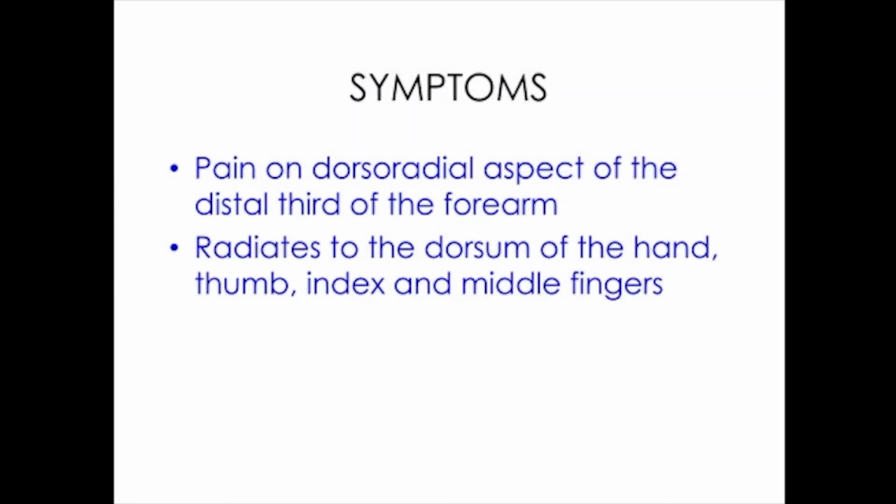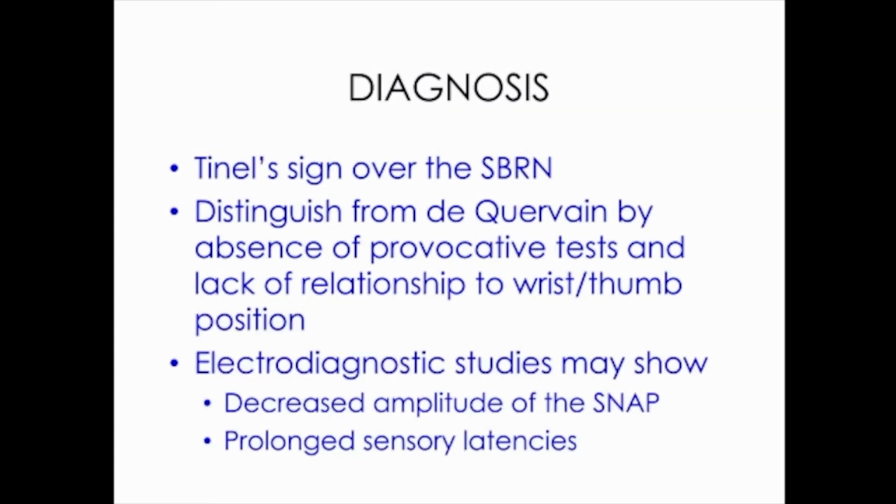The symptoms are pain on the dorsoradial aspect of the distal third of the forearm, which radiates to the dorsum of the hand, thumb, index, and middle fingers. Clinical signs include Tinel sign over the superficial branch of the radial nerve in the interval between the brachioradialis and ECRL. You can distinguish the pain from de Quervain's by the absence of provocative tests and the lack of relationship to wrist and thumb position. Electrodiagnostic studies may show decreased amplitude of the sensory nerve action potential and prolonged sensory latencies.